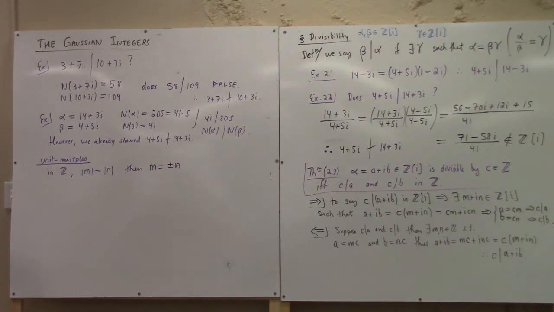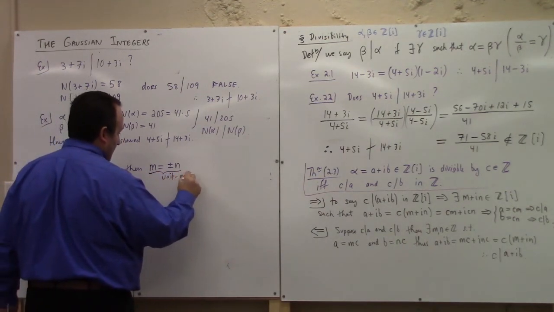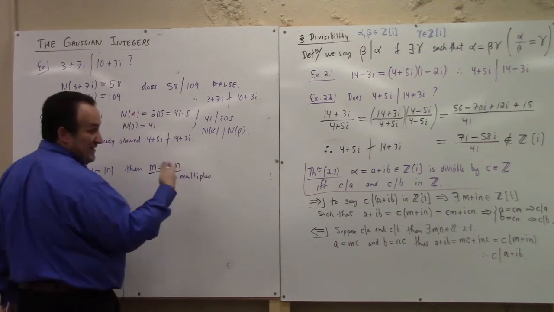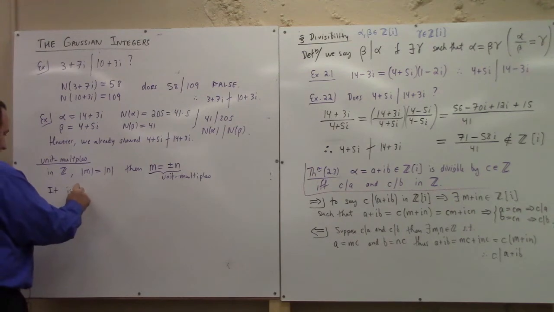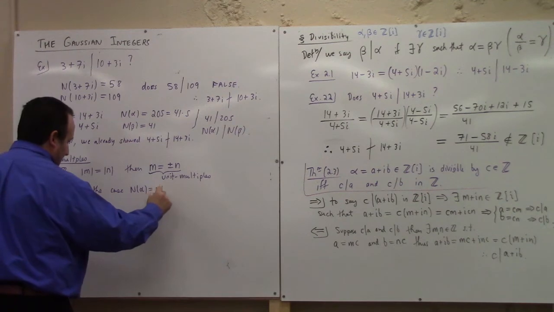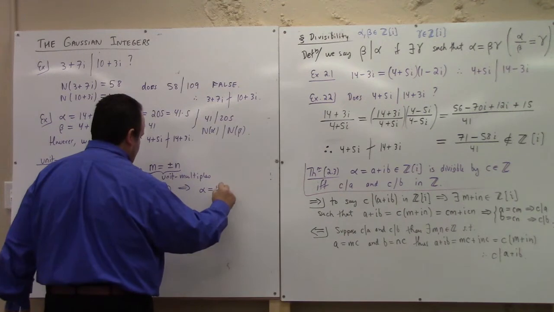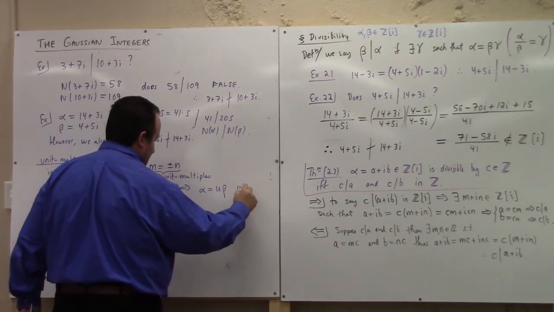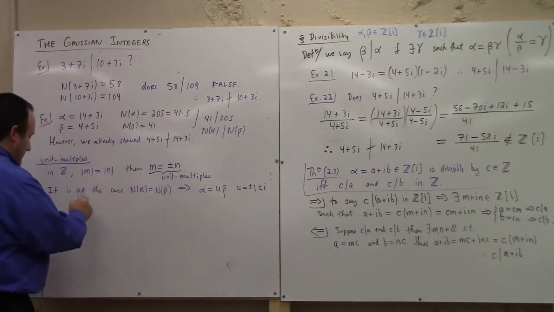Now, the corresponding statement in the Gaussian integers is false. In other words, look at this as unit multiples, because that's what plus or minus is in Z. So it is not the case that n of alpha equals n of beta implies that alpha is equal to a unit times beta, where u is plus or minus 1 or plus or minus i. It is not the case.